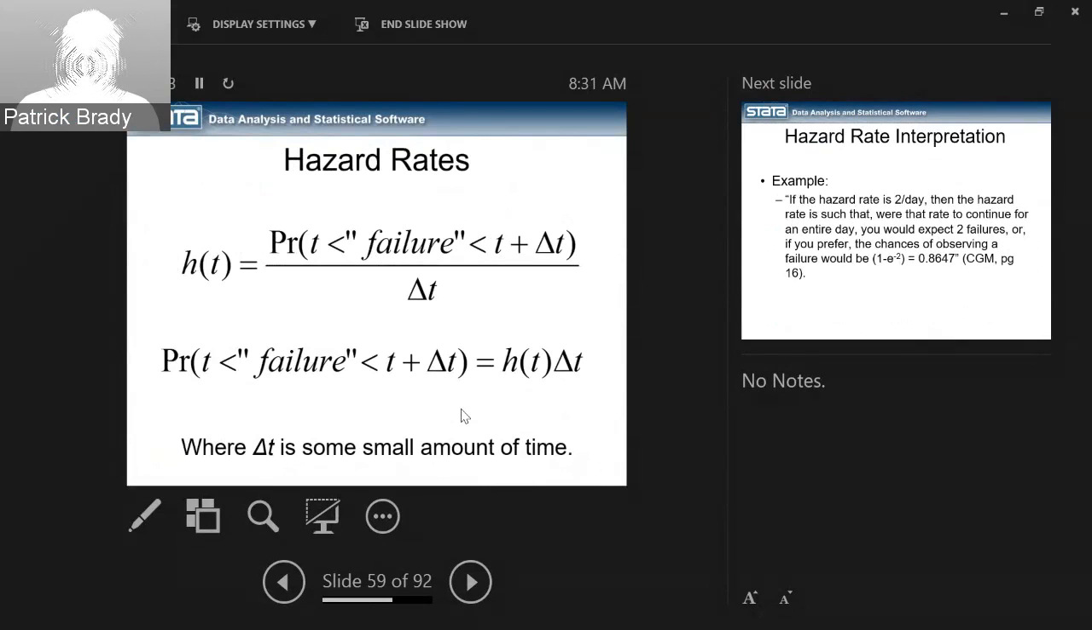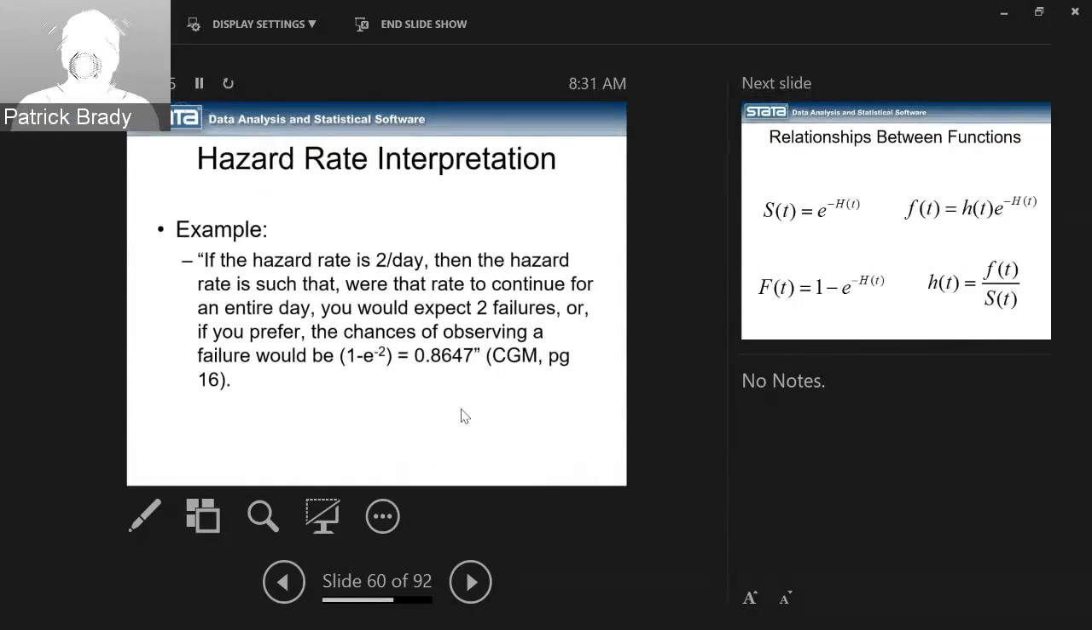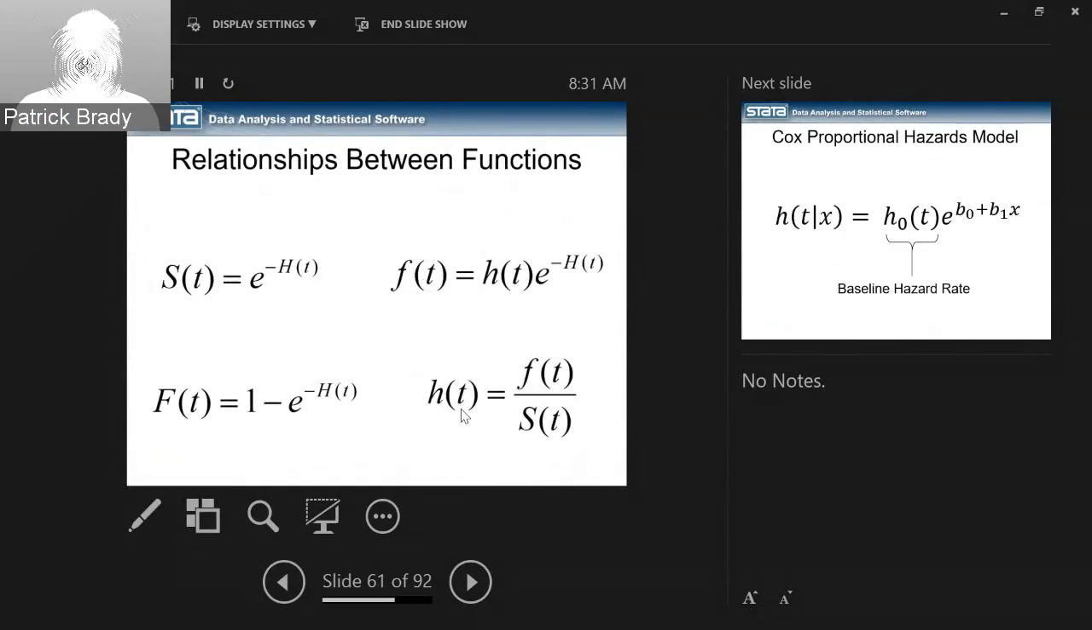So to go back and forth between them, we're going to need to define what that sliver of time is with the denominator. But if you get confused about what is a hazard rate, just think of it as the probability of failure in some little sliver of time. Okay? So, for example, if a hazard rate is 2 per day, 2 events per day, then the hazard rate is such that we would expect 2 failures in an entire day. Or you can convert this to exponents and do some other things. But again, it's a rate.